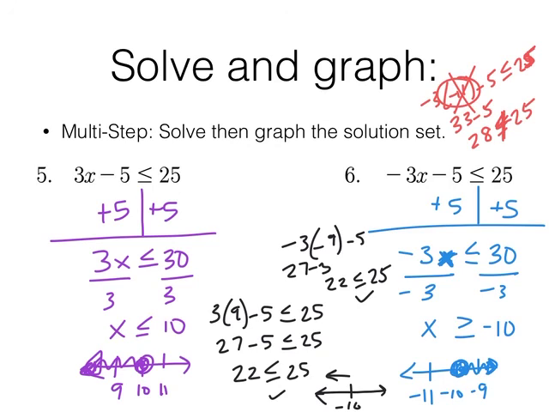So it's solve and graph and check. You now see the differences between this and what we're doing with equations.